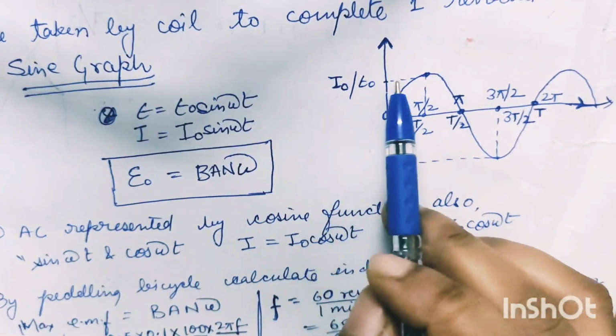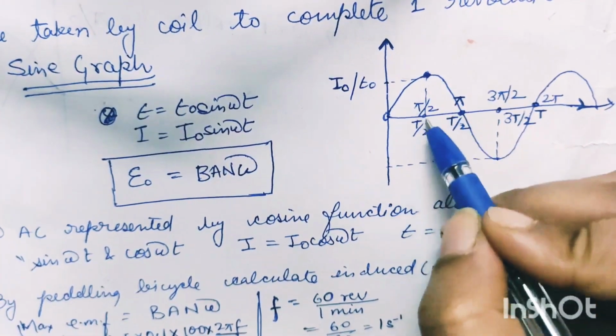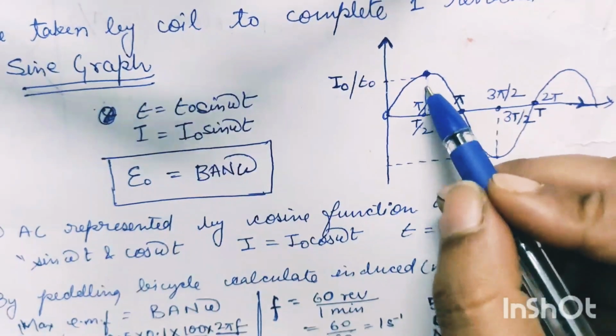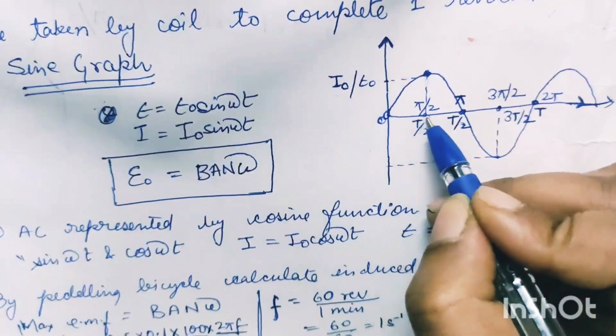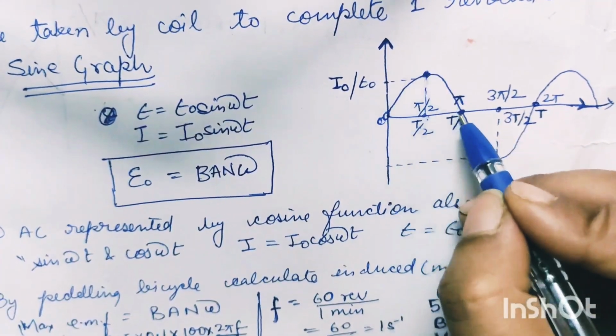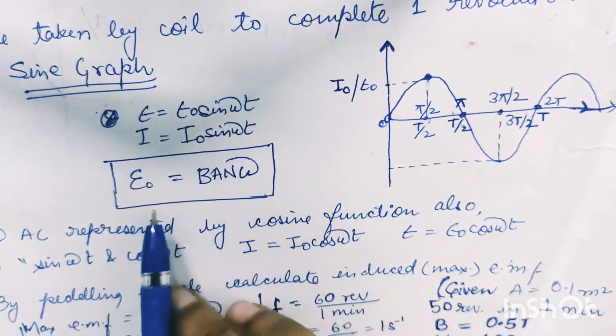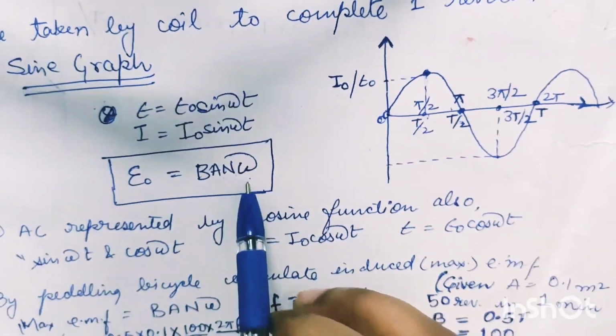So I naught, here you can see where you are getting I naught maximum value at the 90 degree value, where sine will be 90 degree. Here it is pi by 2. This is 0, this is pi by 2 and this is whole pi, means this wave is completing 180 degree. E naught is given by BAN omega, which has already been proved.